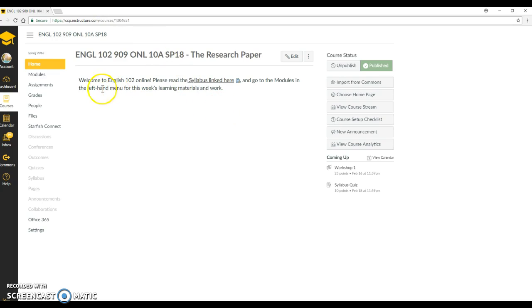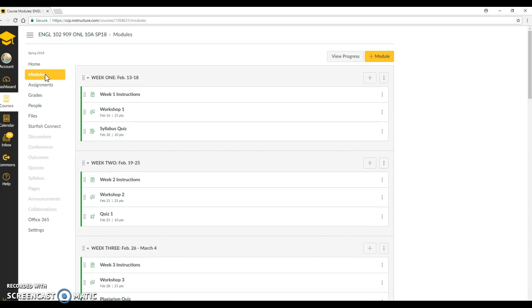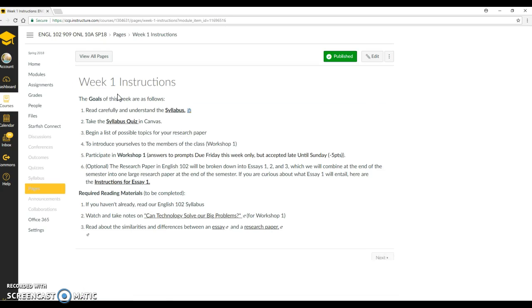And then most of the course will take place for you online in the modules. So click on Modules, and you'll see each week you'll have instructions, what the goals are, the required readings.